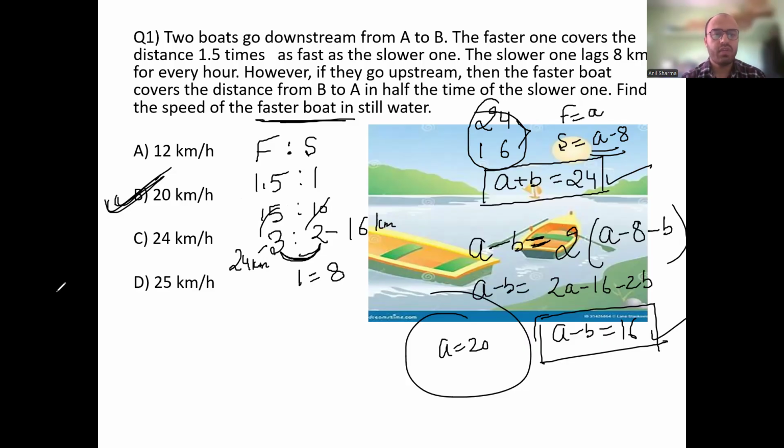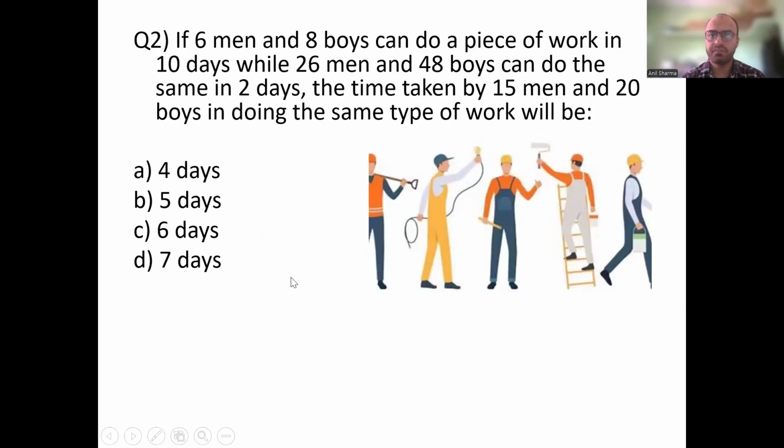So let us discuss one last question on time and work. Basics we will cover in another lecture. So see how quick you have to be here. You need not use copy and pen here also. See, 6 men and 8 boys can do a piece of work in 10 days, while 26 men and 48 boys can do the same in 2 days. Time taken by 15 men and 20 boys?